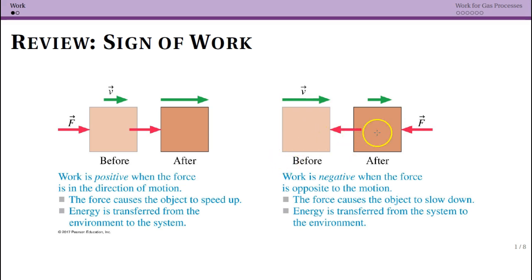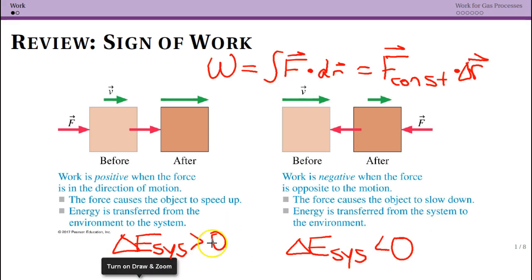Now, negative work is when force opposes the motion. And in this case, you see that the object slows down and that energy is being transferred to the environment from the system. So energy is transferred out of the system, so this is a decrease in the energy of the system.